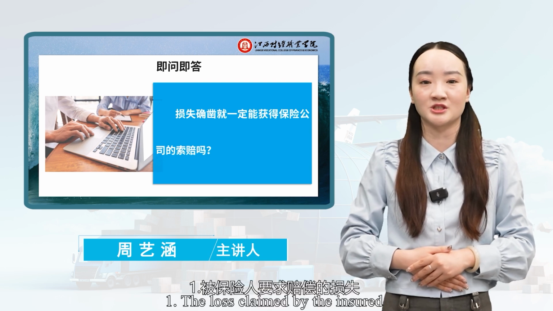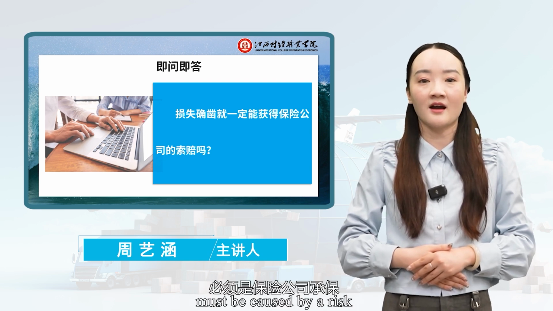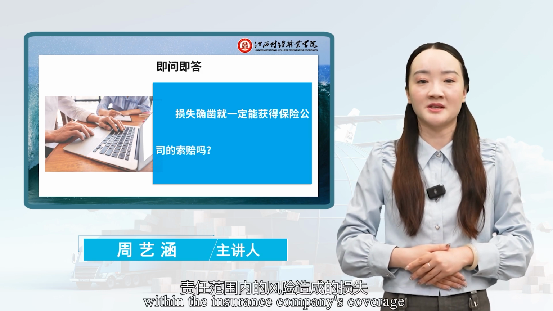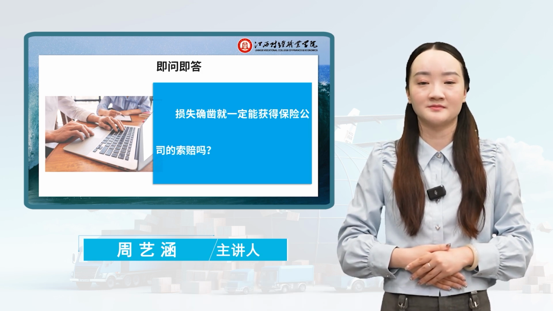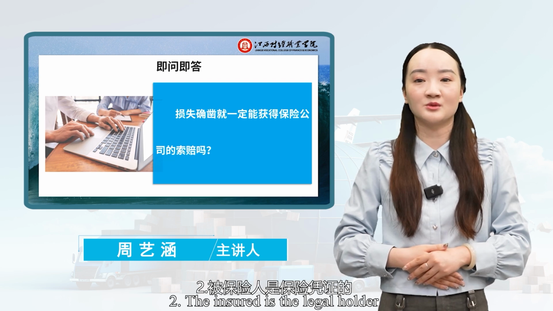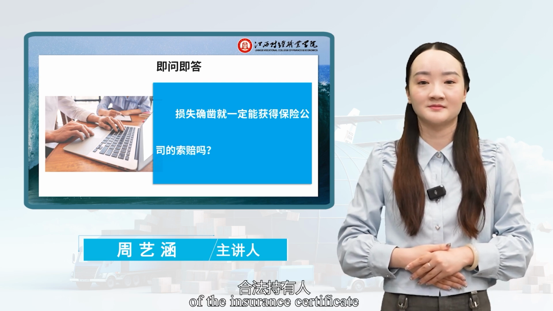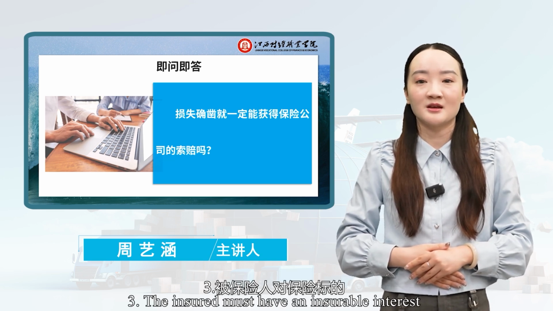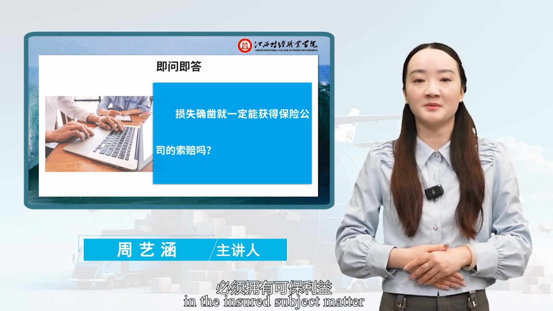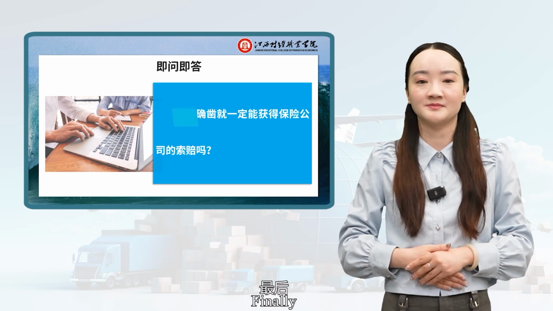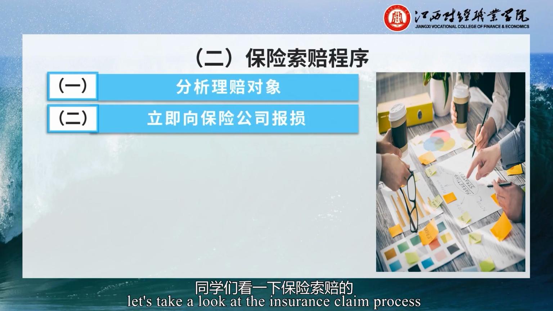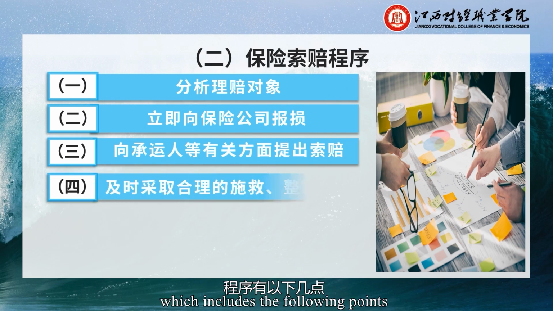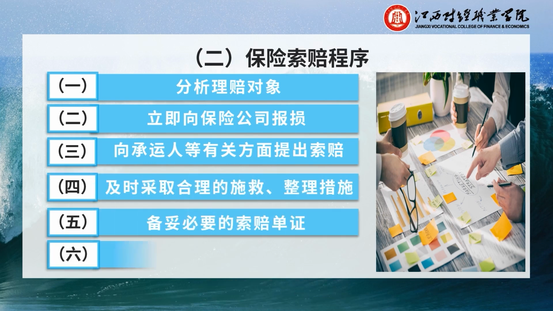First, the loss claimed by the insured must be caused by a risk within the insurance company's coverage. Second, the insured is the legal holder of the insurance certificate. Third, the insured must have an insurable interest in the insured subject matter. Finally, let's take a look at the insurance claim process, which includes the following points.